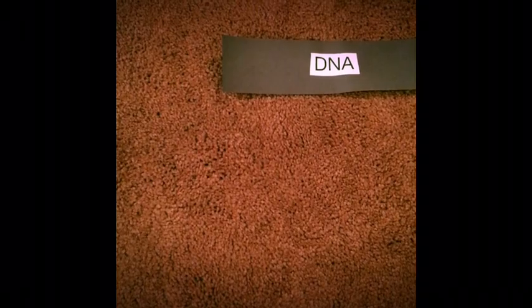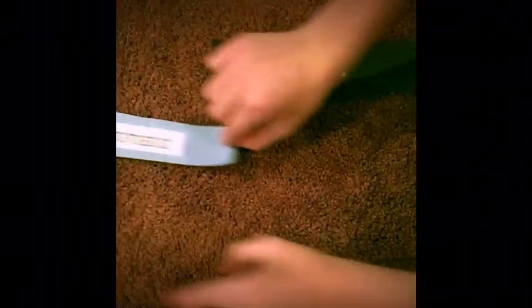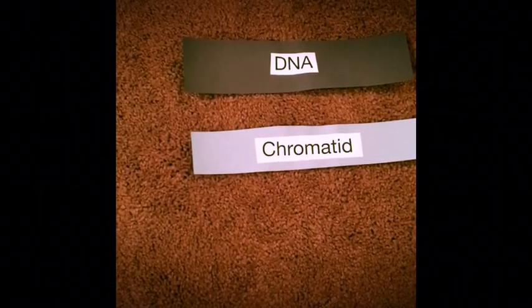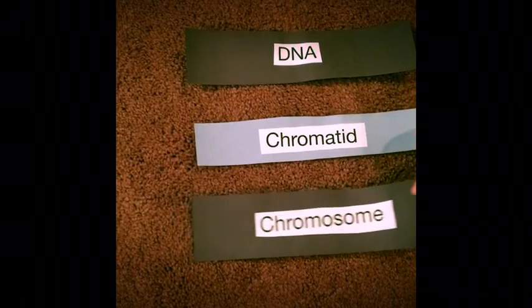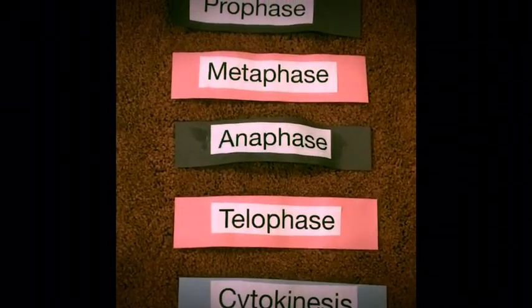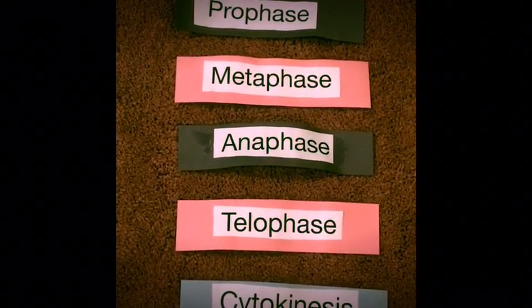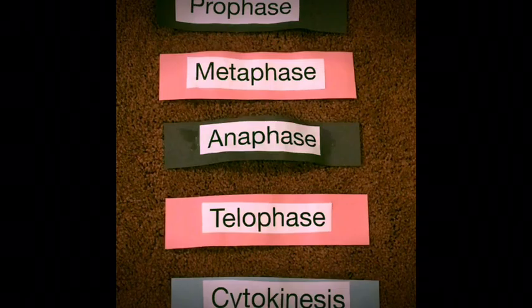DNA can have two forms, chromatin, an uncondensed form of DNA, or a chromosome, a condensed form of DNA. Mitosis contains 4 phases: prophase, metaphase, anaphase, telophase, and cytokinesis.